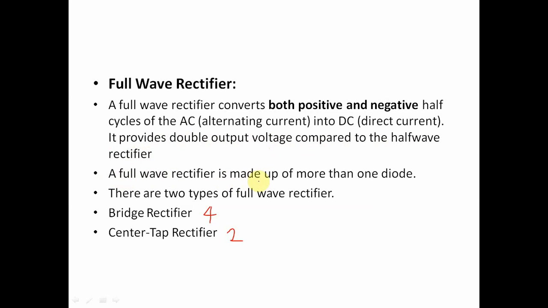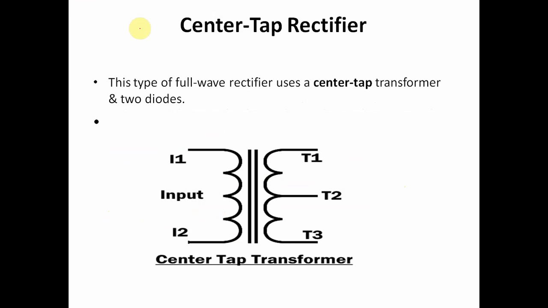A full wave rectifier is made up of more than one diode. In a full wave rectifier, two or four diodes are present: in the center tap rectifier two diodes are present, and in the bridge rectifier four diodes are present.